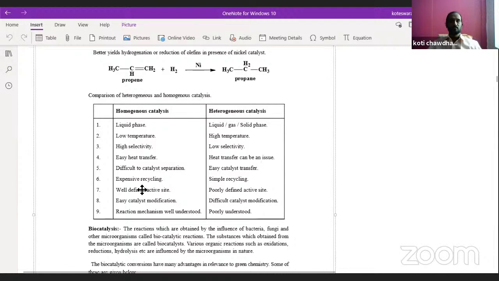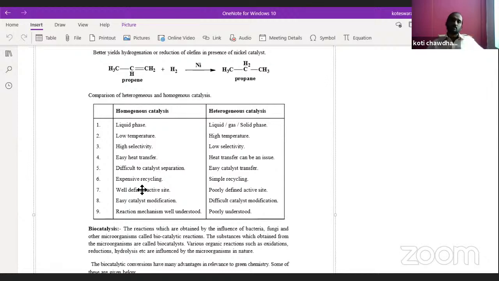Now the fifth one is difficult catalyst separation. This is the only difficulty in homogeneous catalysis, because the catalyst is also dissolved in the reaction phase. Therefore, recycling of the catalyst is very difficult. But in heterogeneous catalysis, the catalyst is easily separated just by filtering or extracting. In homogeneous catalysis, it is extensive recycling because all the substances are in a single medium. To convert them into a separable form, it requires extraction or treatment with other solvents and substances. Therefore, it is an extensive recycling method.